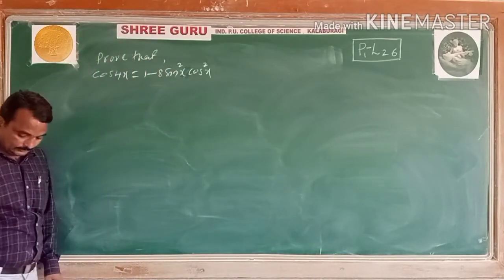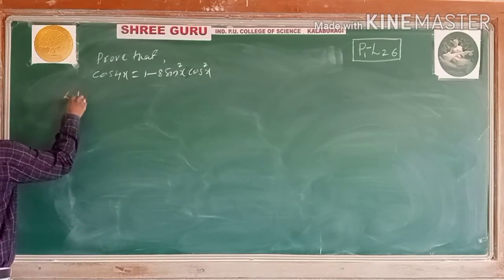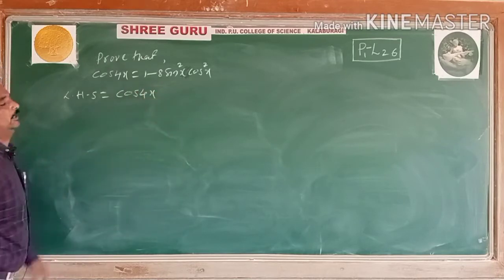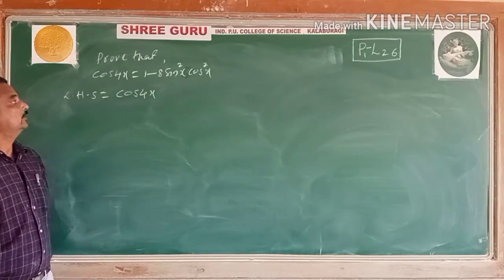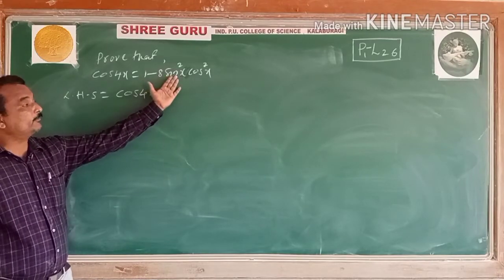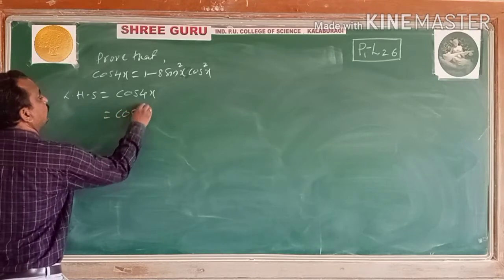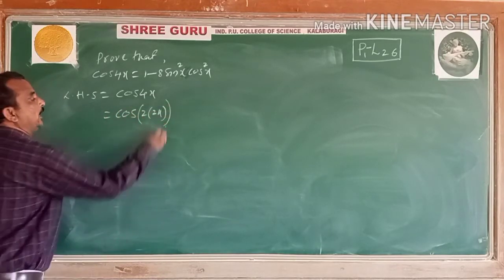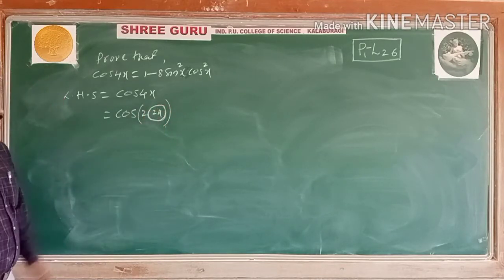Let us see this one, students. LHS is equal to cos 4x. Now see, what you have to prove is in terms of sin and cos. Cos 4x, shall I write this in terms of 2 times 2x? 2 into 2x is 4x.